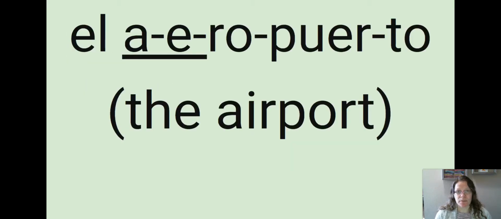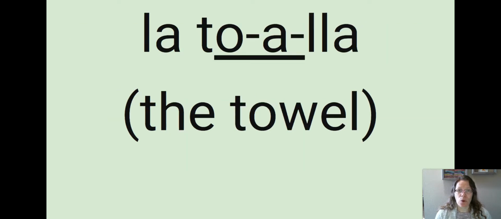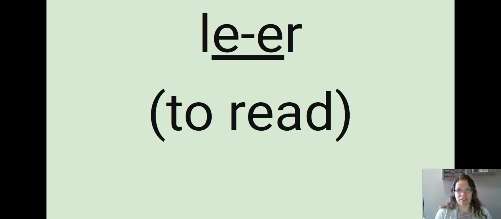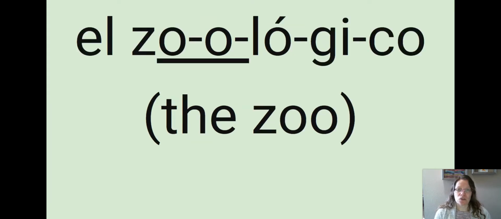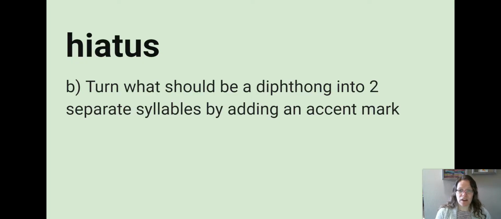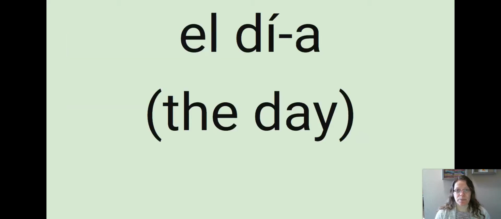Aeropuerto, toalla, leer, zoológico. And then the other type of hiatus is when we take what should have been a diphthong, but we separate it because there's a written accent mark.